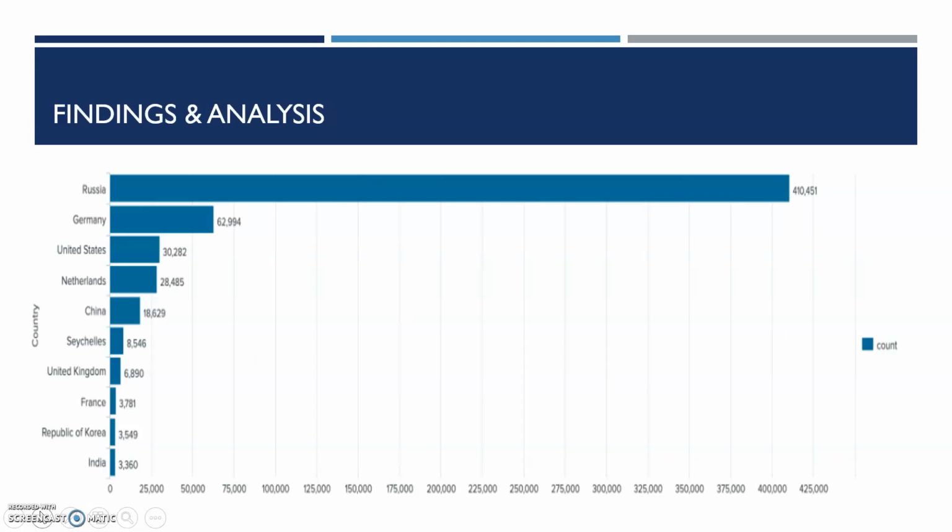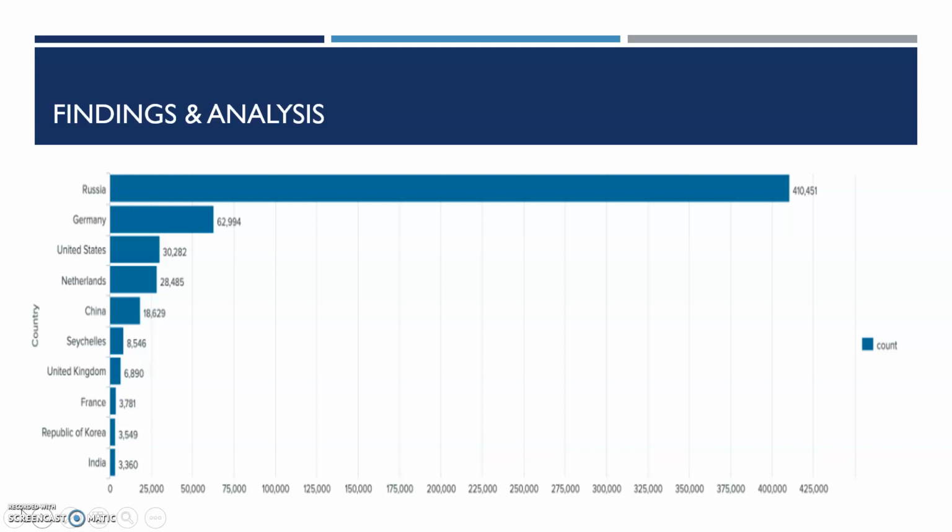Moving on to findings and analysis. As we can see in this graph, the top attacking countries, no surprise, Russia is at the top because Russia is part of the big four. The other three countries are China, the United States, and Iran.